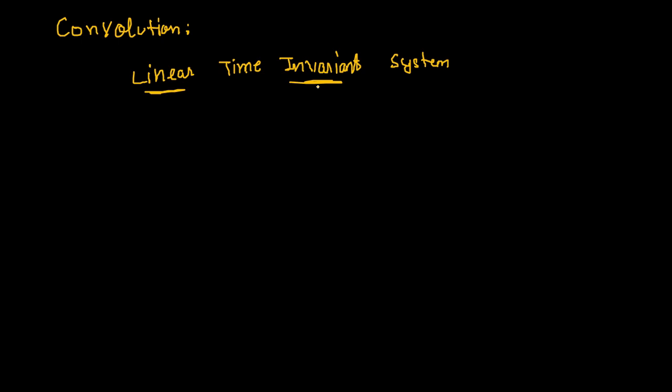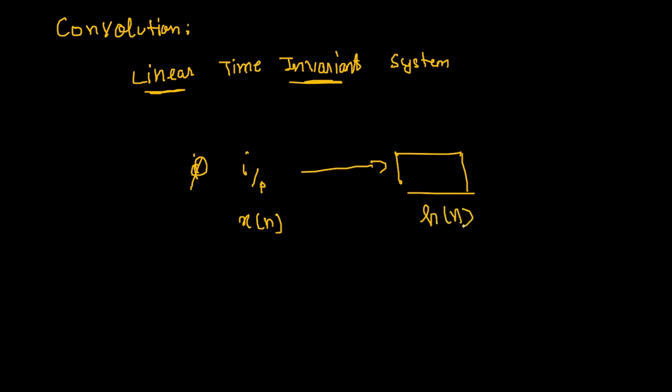Okay, I'm sorry. So for convolution, you need to have a linear time invariant system. Let's say there is an input signal, let's denote it by x of n, and you run this input signal through a system. The system has its own function which is defined as h of n, and after convolution is performed between these two functions, that is when you get the output function denoted by y of n, right?